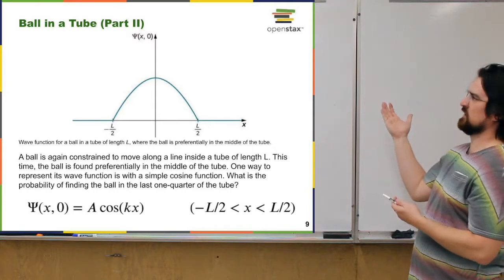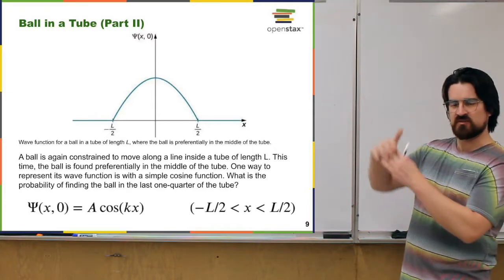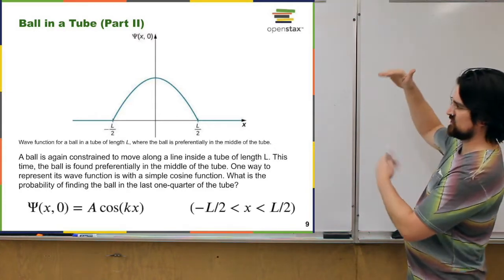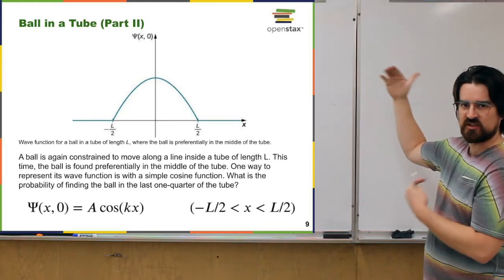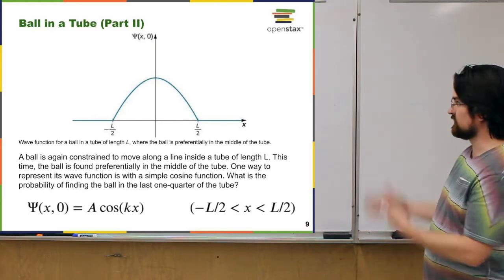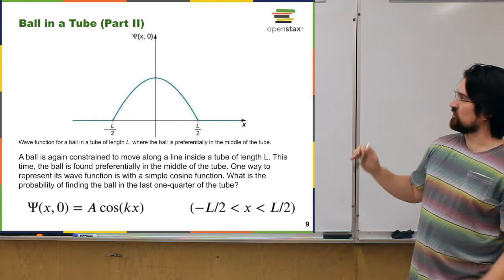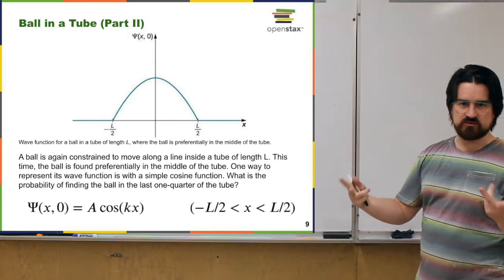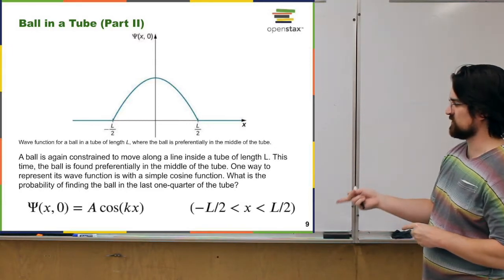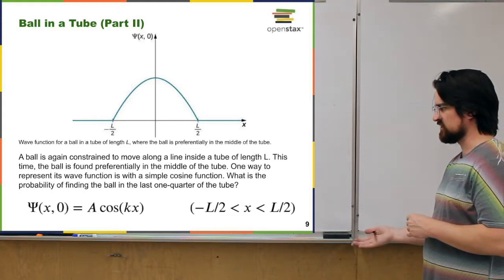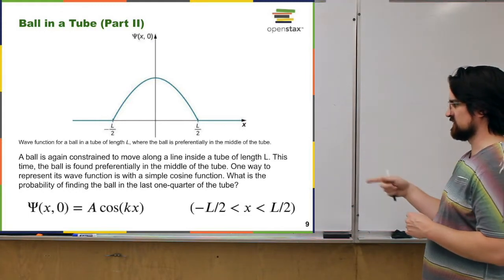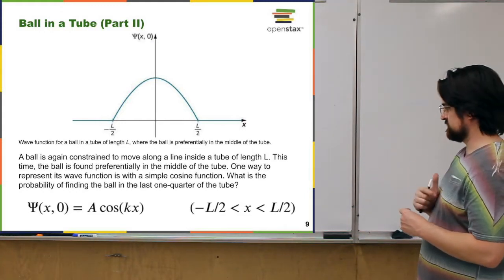But in terms of the wave function, the most area should be around the middle to indicate that the probability is highest in the middle. And this is one way to do that. Again, we're only talking about one time, and we're going to call it t equals 0. The wave function we're going to say is some constant A multiplied by cosine of kx.